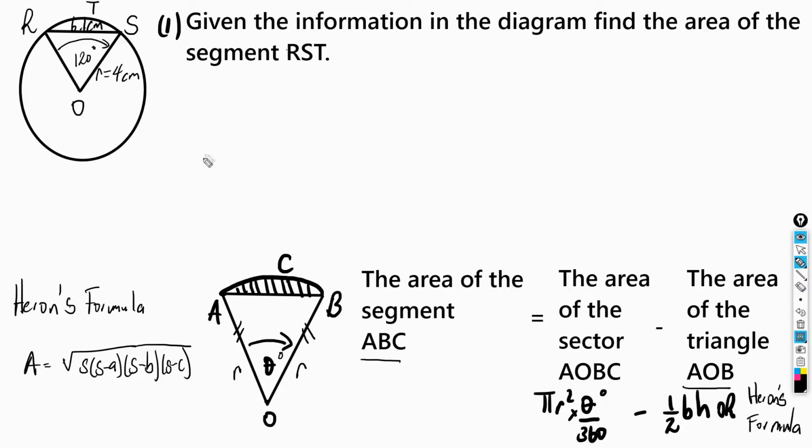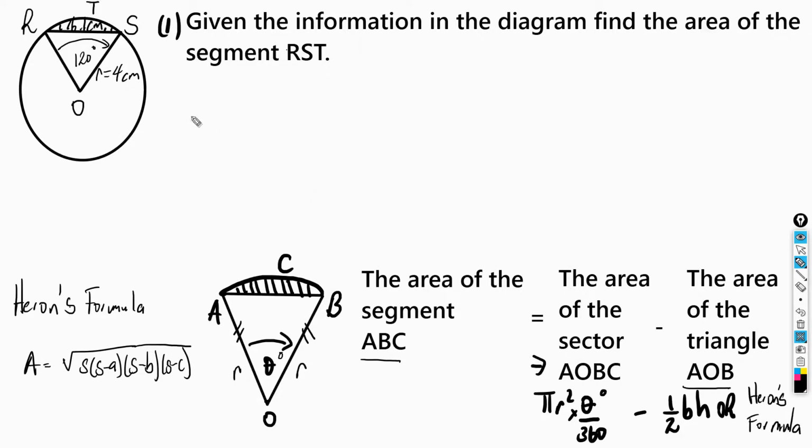All right, guys, so let's look at this example here, okay? It says, given the information in the diagram, find the area of the segment RST, which is a small segment here. Cool? And it says the length from R to S is 6.1 and the radius is 4 centimeters. Cool? So the first thing we want to do is find the area of ROST, which is this here.